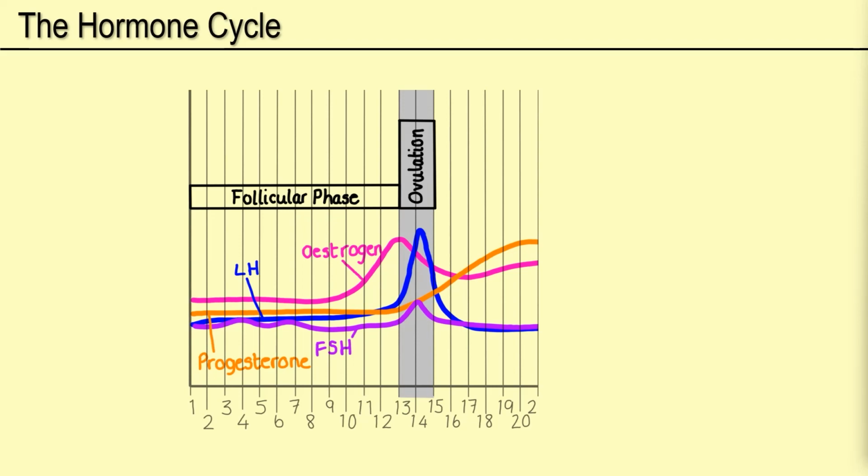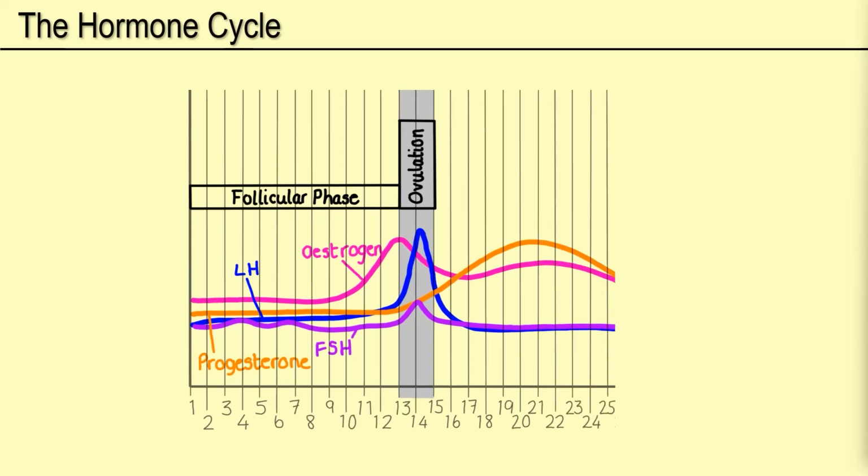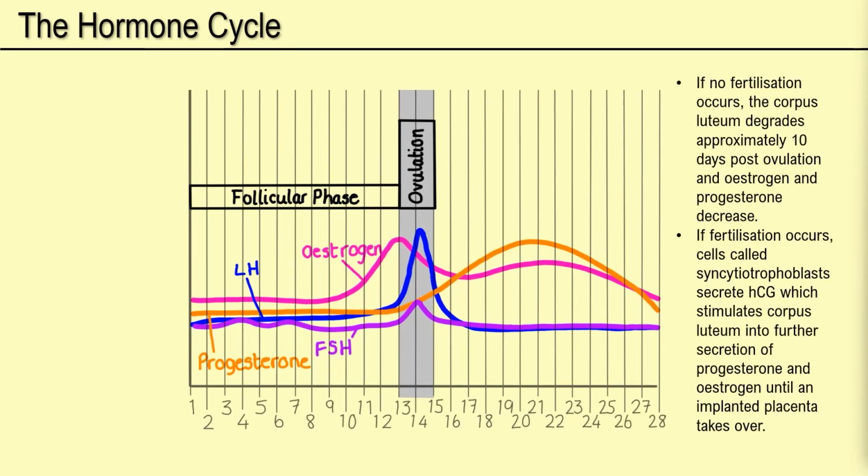In a menstrual cycle without fertilisation, the corpus luteum degrades after about 10 days, and we see a return to baseline for progesterone and estrogen prior to the next menstrual cycle starting. However, if the secondary oocyte is fertilised, cells called syncytiotrophoblasts secrete a hormone called HCG, which tells the corpus luteum to continue producing progesterone and estrogen until a placenta can take over a little later in the pregnancy.